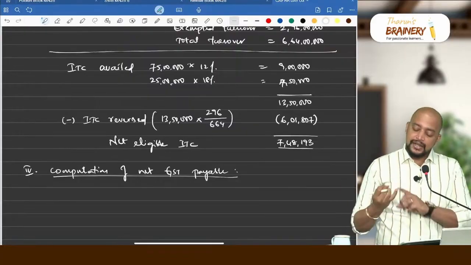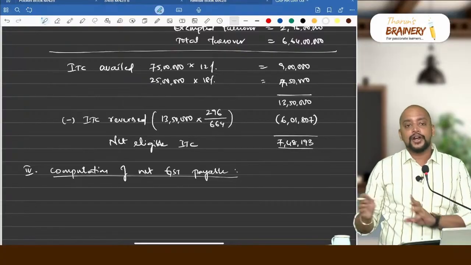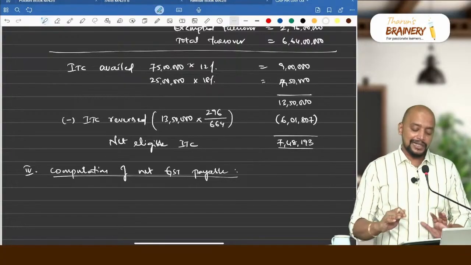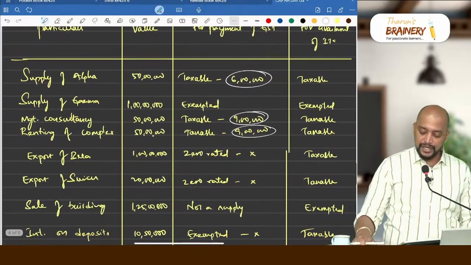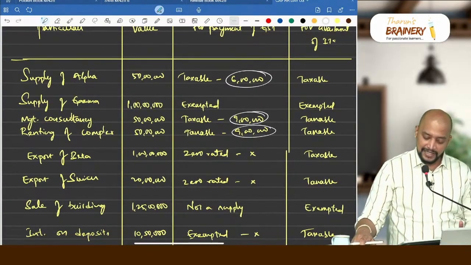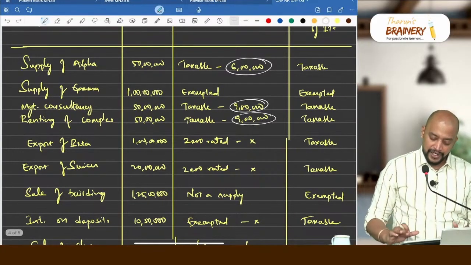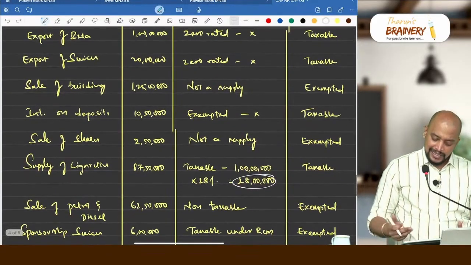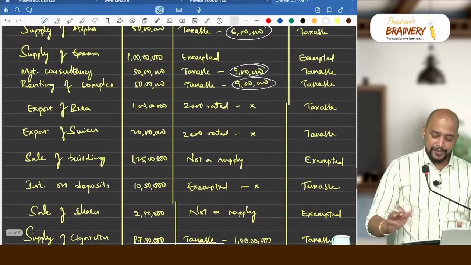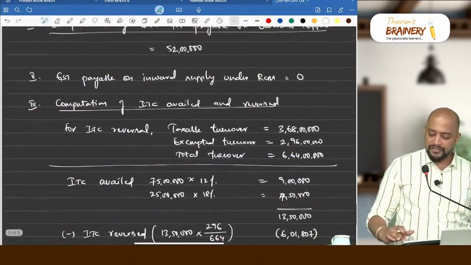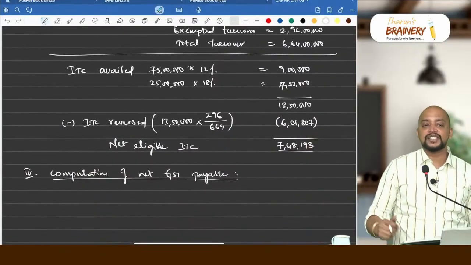So we need to take only taxable. Zero rated should not be counted, exempted should not be counted, non-taxable should not be counted. Only purely taxable excluding zero rated. If you see, first one 50 lakhs, then 50, 1.5, and zero rated should not be taken. So definitely it is more than 50 lakhs, correct? More than 50 lakhs means Rule 86B is applicable.